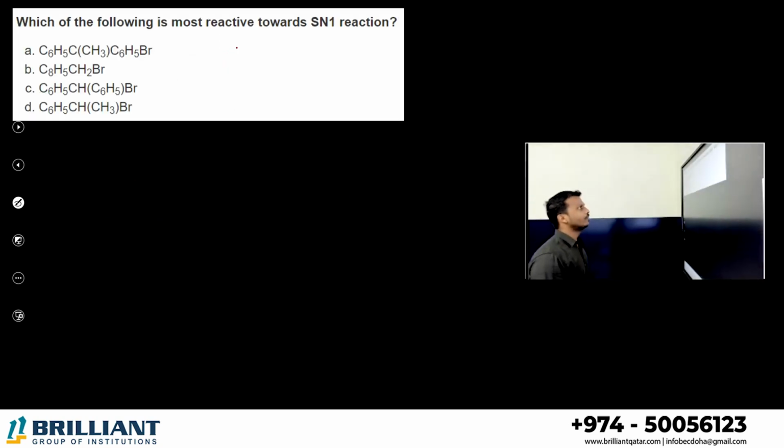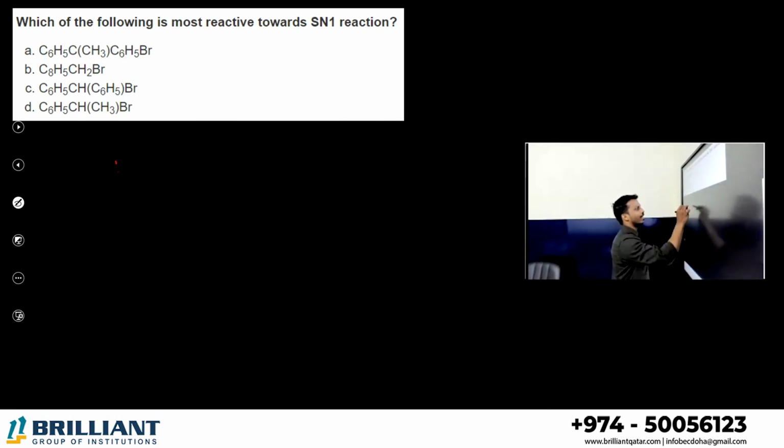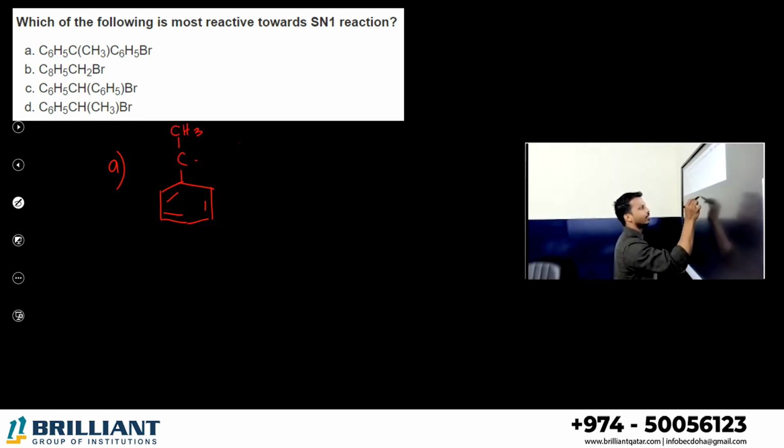Next. Which of the following is the most reactive towards SN1 reaction? Which is most reactive towards SN1 reaction? Okay, I am just rewriting the structure once again. C6H5C. What is C6H5? Phenyl ring with one carbon. That carbon is connected to CH3, and it is also connected to one benzene ring with a bromine.